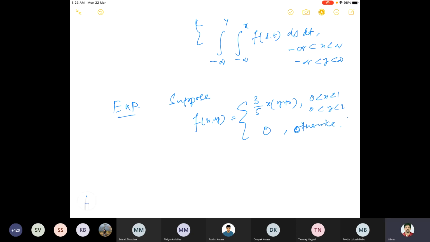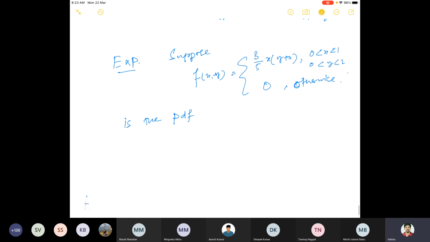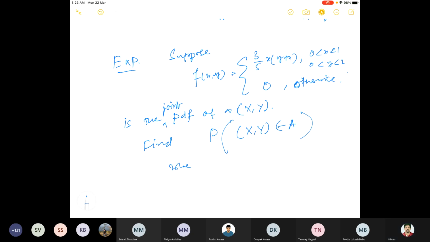Okay, so suppose this is the PDF, probability density function. This is for a continuous random variable, let's say. The joint PDF of the pair x comma y. Suppose I ask you to find the probability of the event (x, y) belongs to A, where A is the set of all (x, y) such that 0 less than x less than half and 1 less than y less than half.